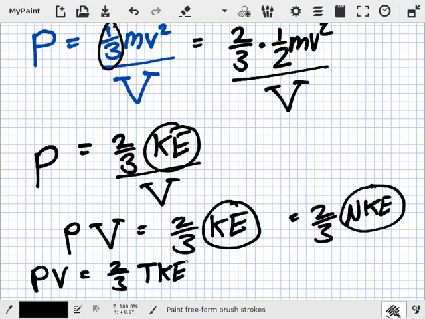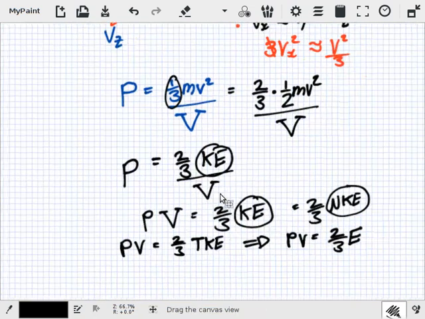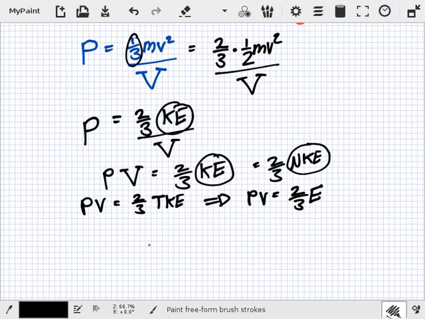Now, do these particles have any potential energy? No, because we said we don't consider gravity. So the kinetic energy is actually all the energy. There's no potential in it. So I can even change this into PV equals 2/3 times the energy of the gas. And now I arrive at my result after all that work. The energy is equal to 3/2 times the pressure times the volume.